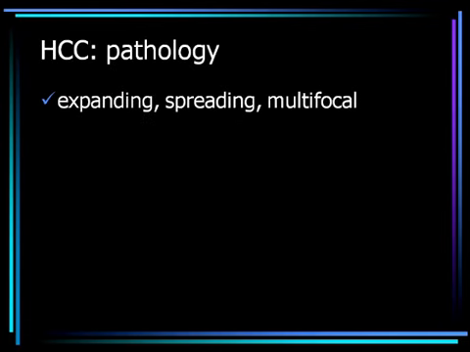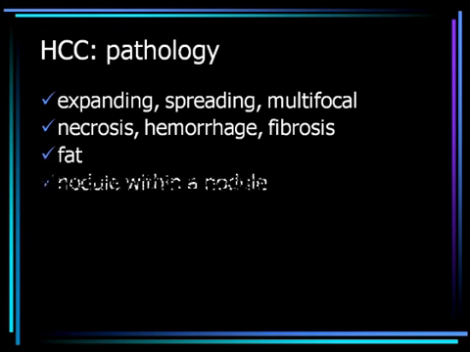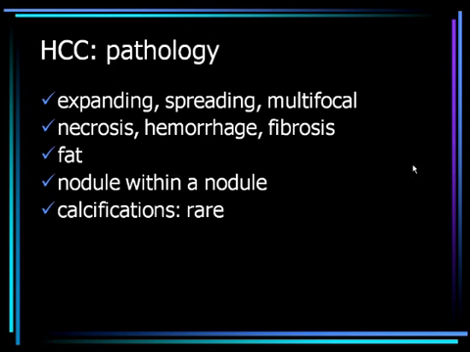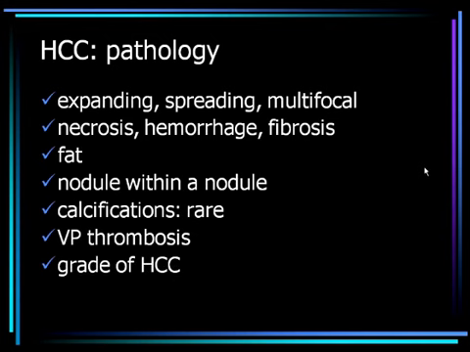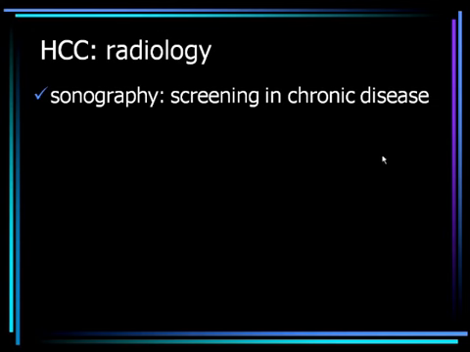In pathology, we have three types. We have the expanding one, we have the spreading one, which is more infiltrating, and the multifocal one. We can see necrosis, hemorrhage, or fibrosis. You might have fat and a very specific imaging appearance, nodule within a nodule, in this lesion. Calcifications are rare, but very common is the thrombosis of the vena porta. So what about radiology? The most important thing is that sonography is the important tool for screening, and the gastroenterologists do know that. So they will send the patients for screening.